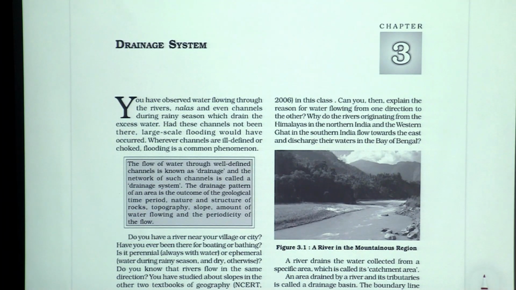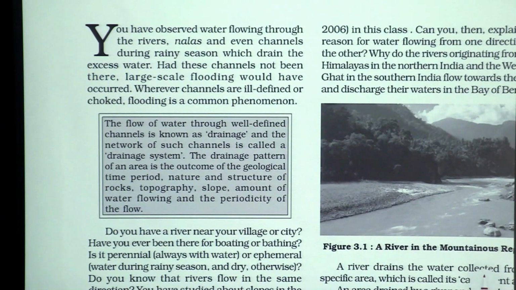So here we begin with our chapter number 3, Drainage System of India. Now the chapter begins with a general introduction which we don't want to take into the details, but I just want you to pick up this box item right here, slightly zooming in. The flow of water through a well-defined channel is known as drainage, and the network of such channels is called drainage system. So pick up the terms very cautiously.